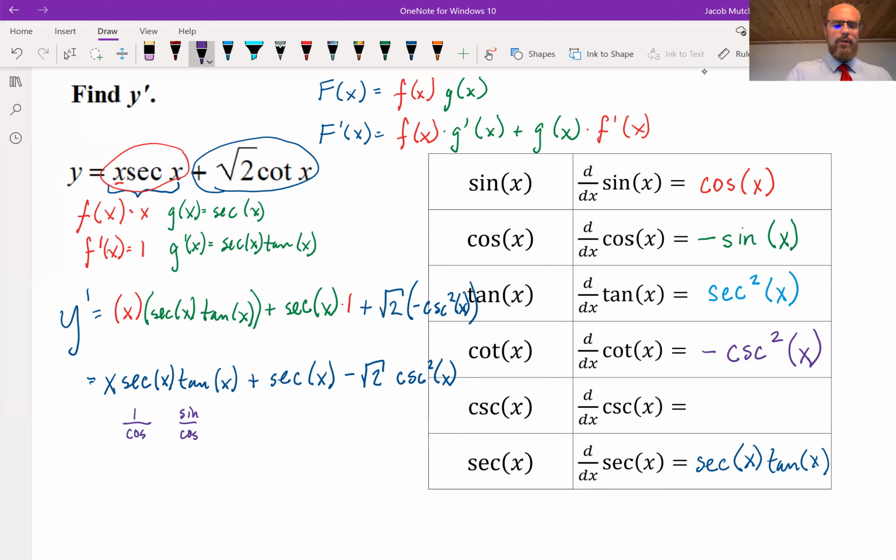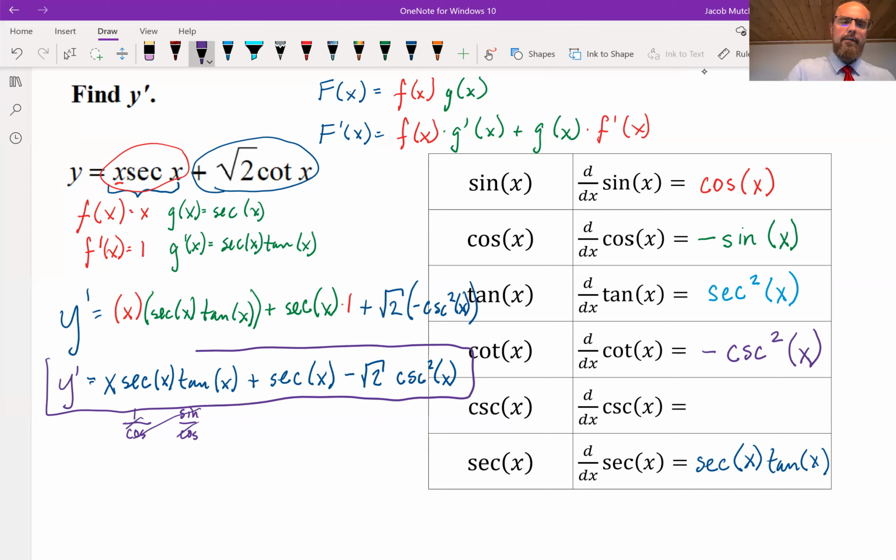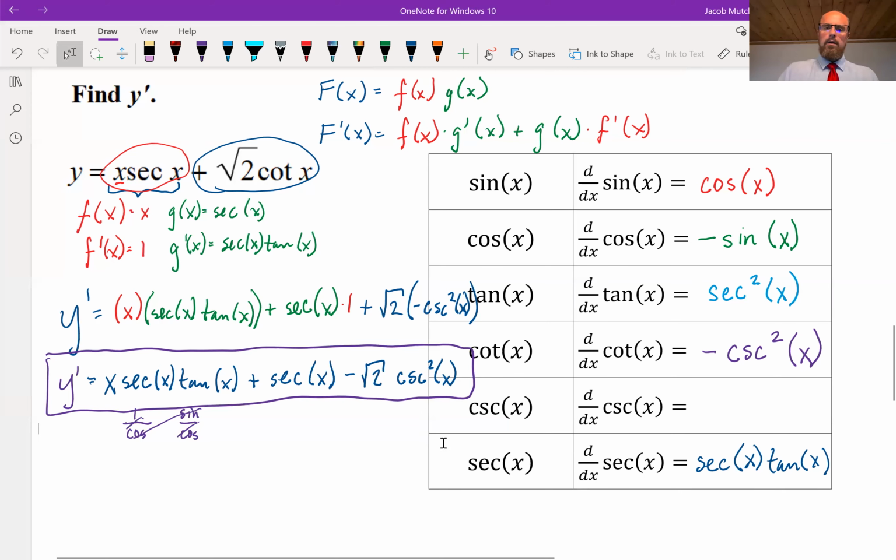So we'll just scratch that and box what we've got as the derivative of y. So final answer there, x secant of x tangent of x plus secant of x minus square root of 2 cosecant squared of x. So that involved a product of two smaller functions there in our first term.